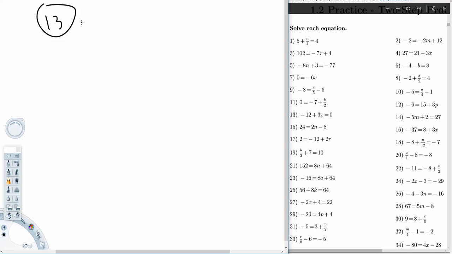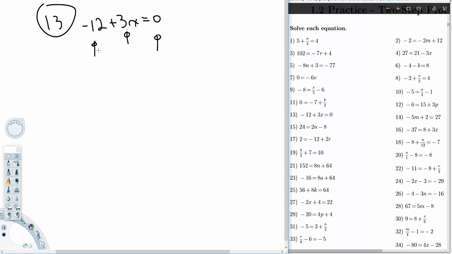Number 13 now. Minus 12 plus 3x equals 0. Once again, they throw in that 0 there to confuse you. But the 0 is just like any other number. You know what 0 is, so you know what this is. You know what this is. What is 3x? We have no idea. So we're going to move what we know all to one side.